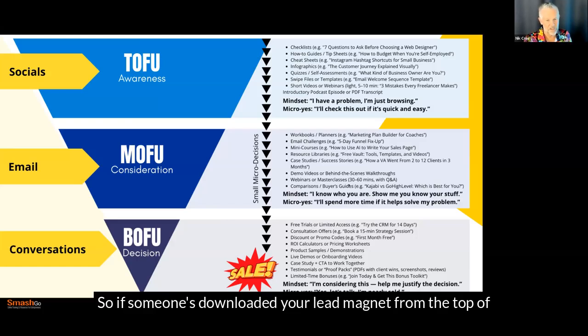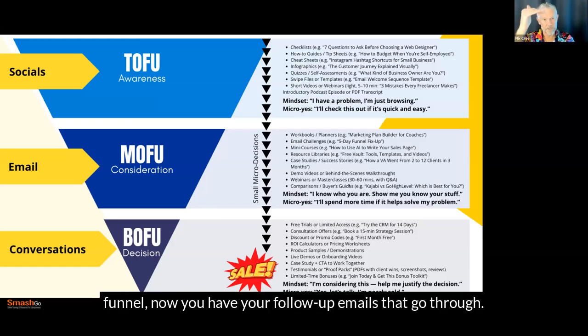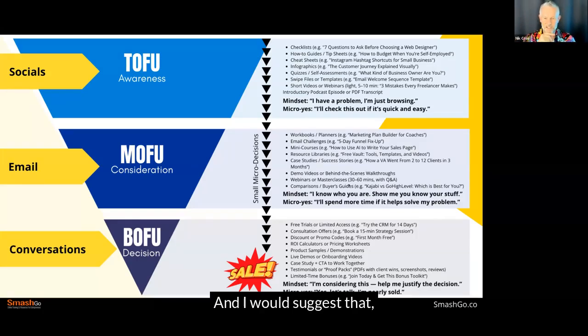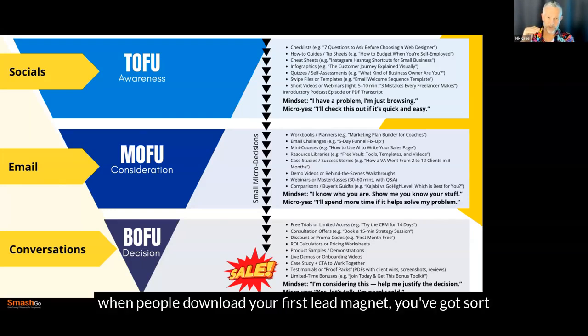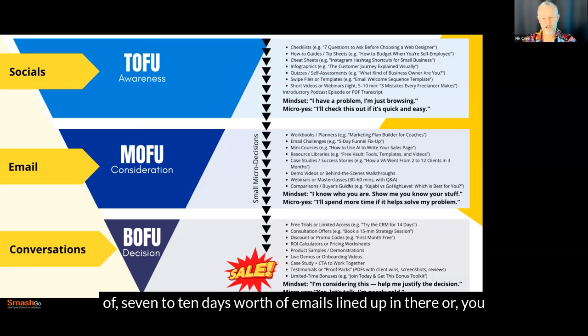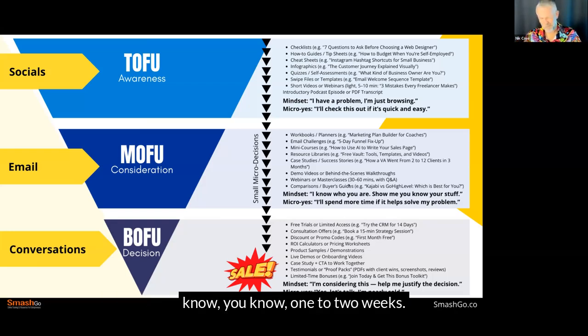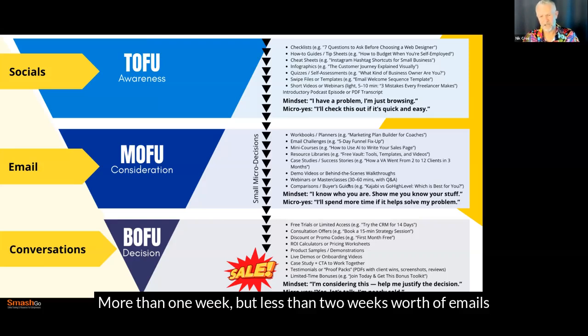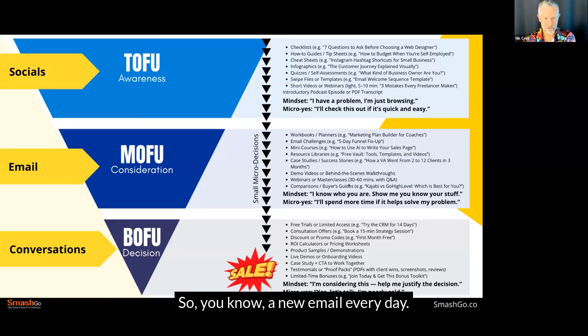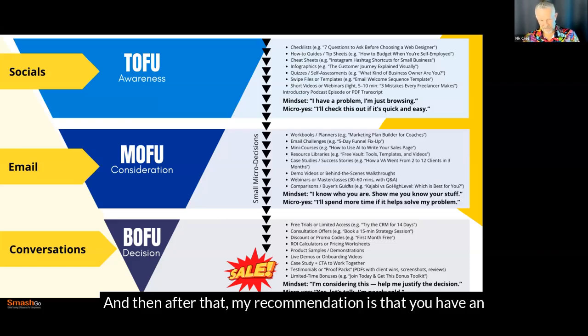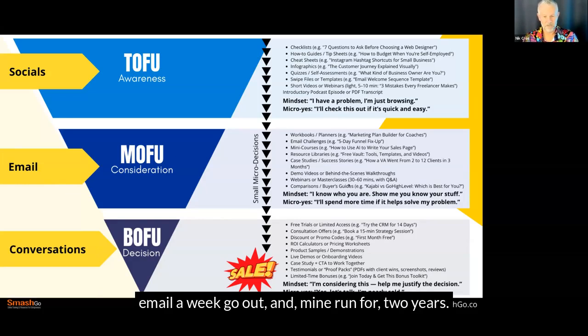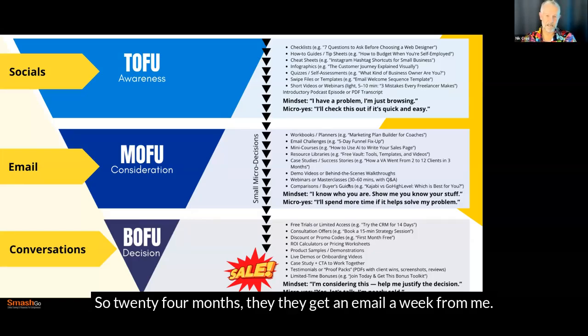So if someone's downloaded your lead magnet from the top of funnel, now you have your follow-up emails that go through. And I would suggest that when people download your first lead magnet, you've got 7 to 10 days' worth of emails lined up, more than 1 week but less than 2 weeks' worth of emails that go out every single day. So a new email every day. And then after that, my recommendation is that you have an email a week go out, and mine run for 2 years. So 24 months, they get an email a week from me.